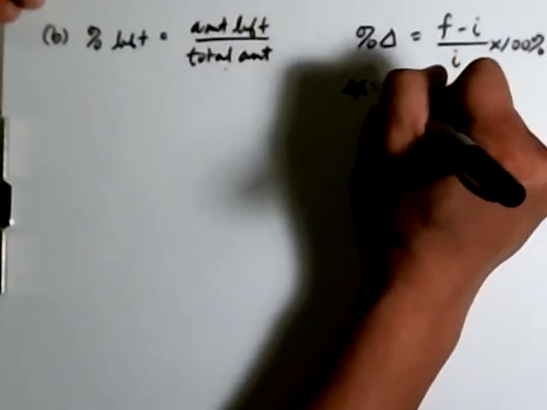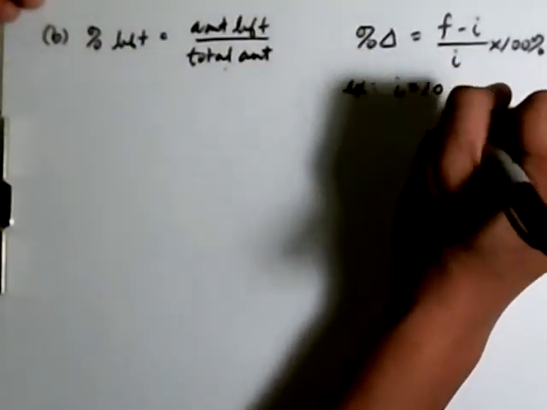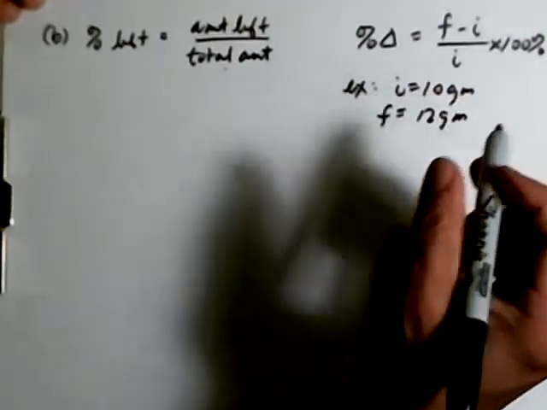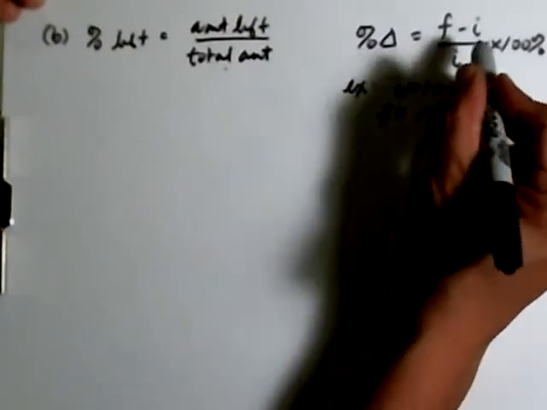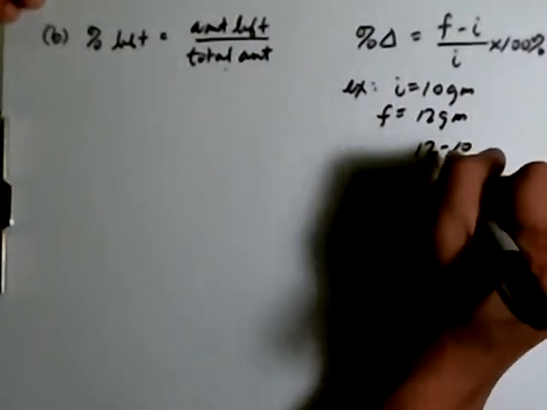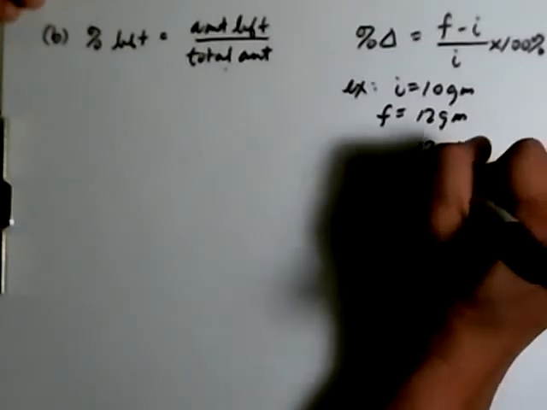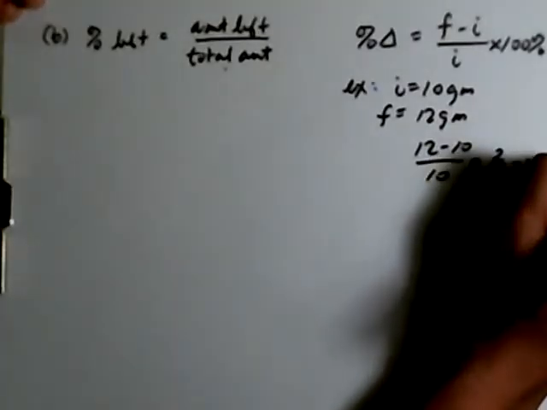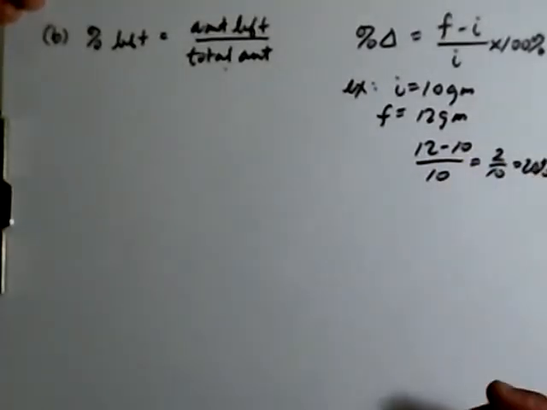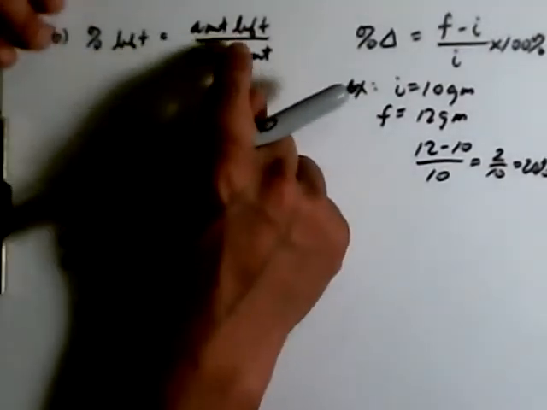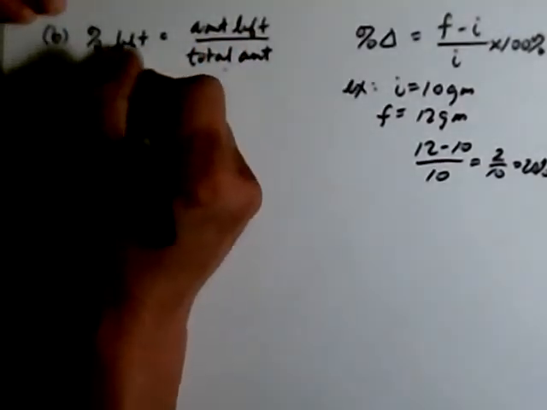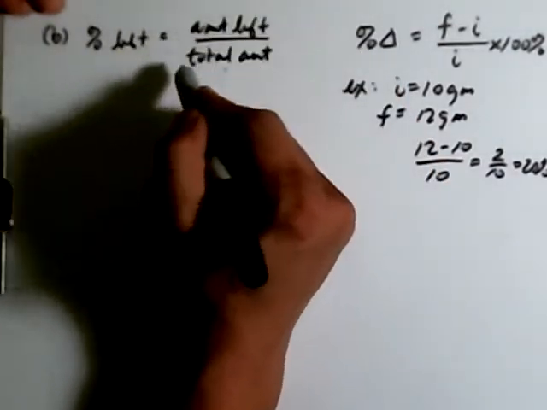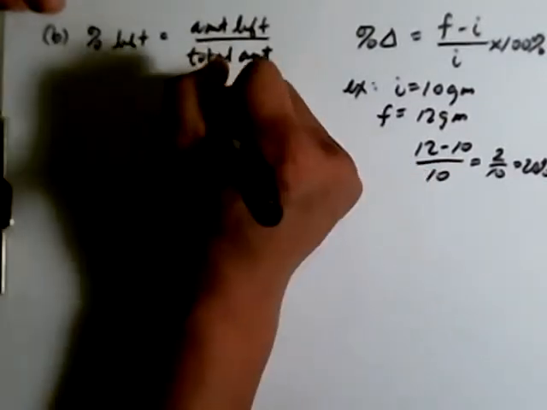Let's do an example. The initial amount was 10 grams, and your final amount was 12 grams. You increased your value, so your final value is 12 minus 10, divided by the initial amount, 10. The difference is 2 over 10, times 100, which is going to be 20%. So you increased your value by 20%, but that's not what the question asked. It says what's the percent left, not the percent change.